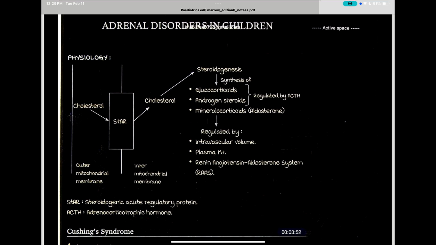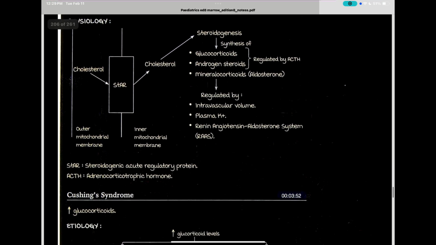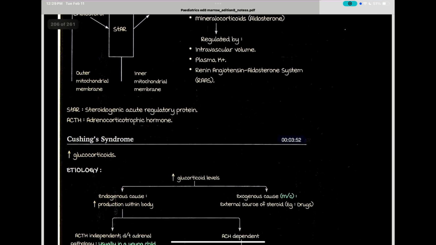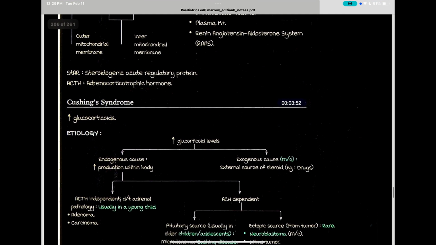Steroidogenesis happens from cholesterol: glucocorticoids, androgen steroids regulated by ACTH, and mineralocorticoids, aldosterone, regulated by intravascular volume, plasma potassium, and the renin-angiotensin-aldosterone system. StAR is steroidogenic acute regulatory protein. ACTH is adrenocorticotropic hormone.